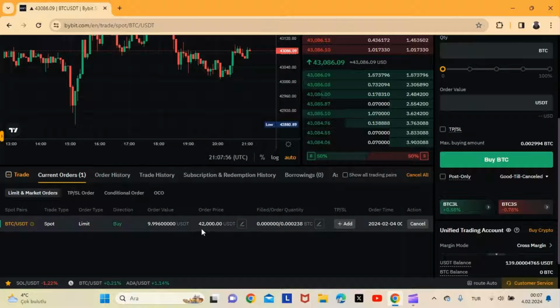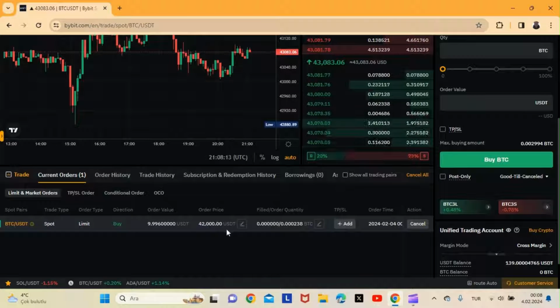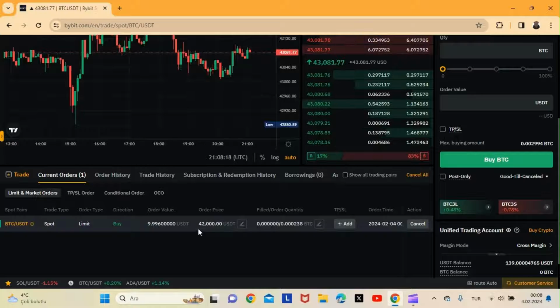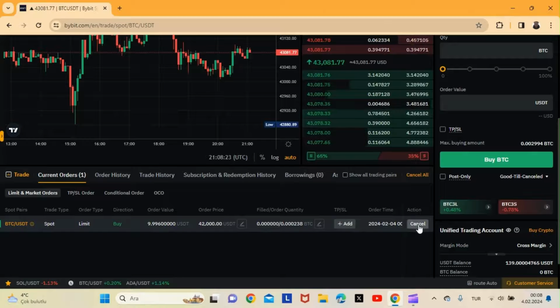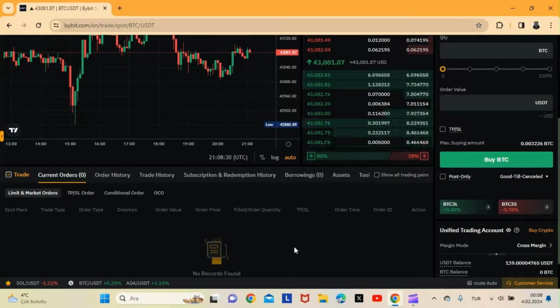Order price is 42,000. So if Bitcoin drops to 42,000, I want to buy, and this is the order type and all that. Which means I currently don't have Bitcoin until Bitcoin drops to my order price of 42,000. Then I can buy. When I buy at 42,000, then when Bitcoin increases again, I'm going to sell. So now I'm going to come here and cancel this. Now you see, I've canceled this, which means I have no order again.